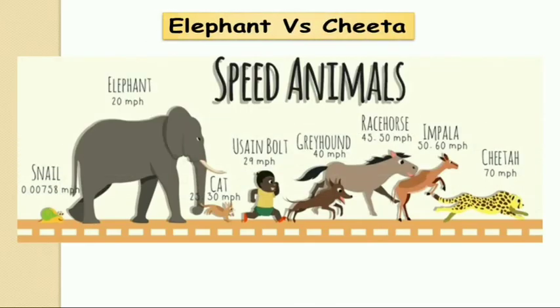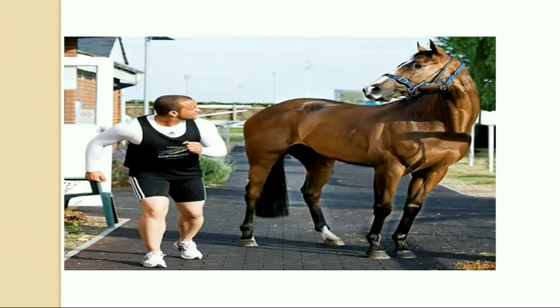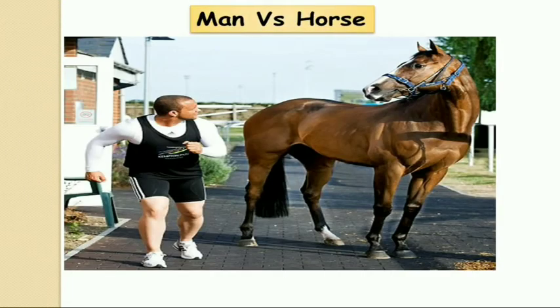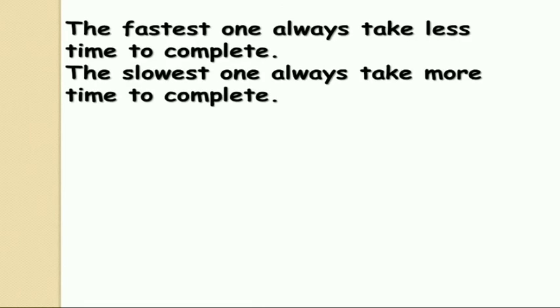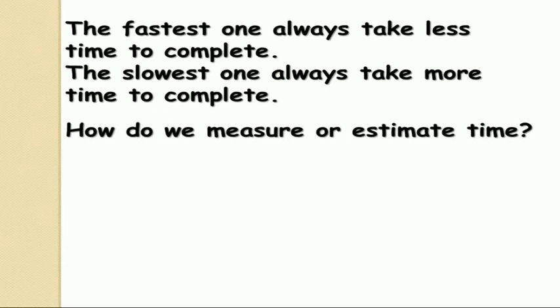And elephant versus cheetah. Here it is clearly mentioned that a cheetah will run at 70 miles per hour, whereas an elephant runs at 20 miles per hour. So we can simply say that the elephant is very slow when compared to the cheetah. Like that, man versus horse. It is an impossible task. So man is always slower when compared to the horse. So the fastest one always takes less time to complete, and the slowest one always takes more time to complete. That is the basic thing.